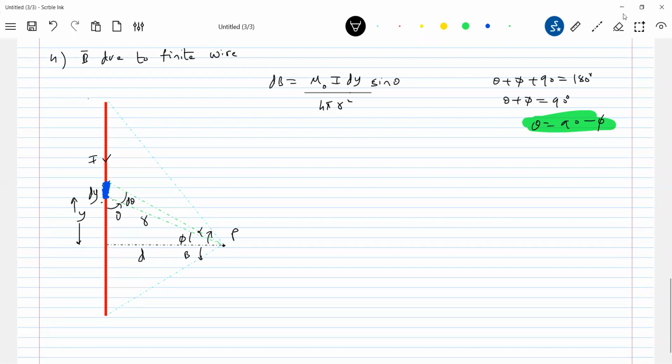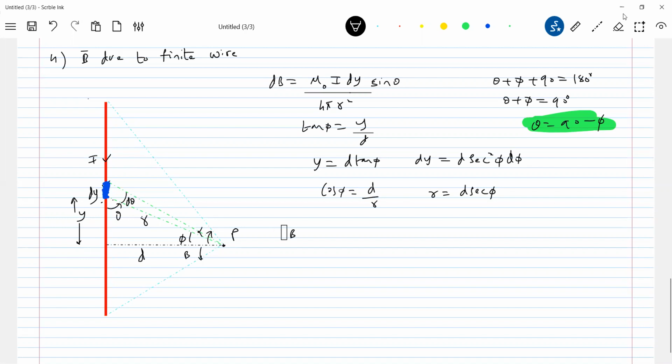Tan phi equal to y by d. So y equal to d tan phi. Differentiating this, dy equal to d secant square phi d phi. So dy I'm able to replace. Now what about the r? So cos phi equal to d by r. So r, what can you write? d secant phi. So let me substitute all these things.